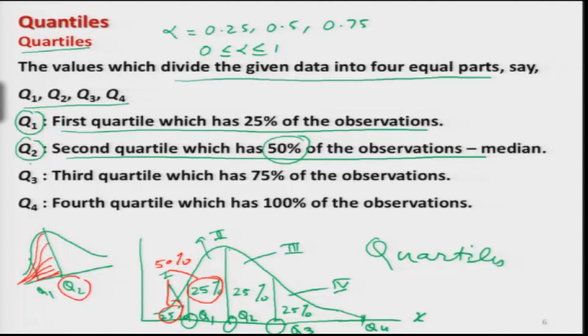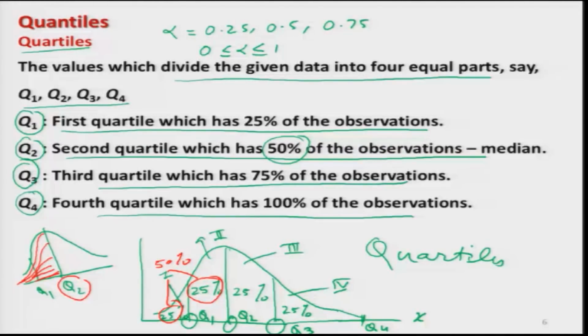And similarly, the third quartile is represented by q3 and has 75% of the observations, and then obviously, it goes without saying that the fourth quartile q4 will take care of all the 100% of the observations. So, now the rule is very simple. I am dividing the entire frequency into 4 equal parts, and those partitions are called quartiles, and they are particular values of quantiles.